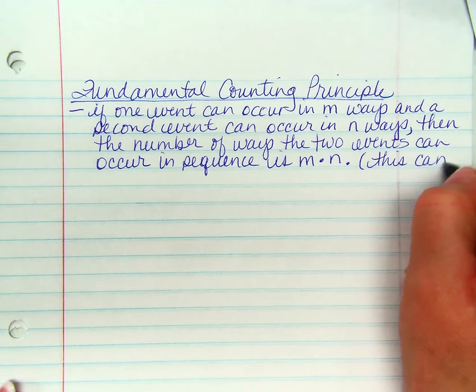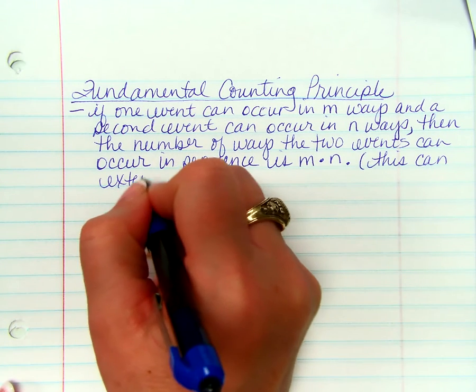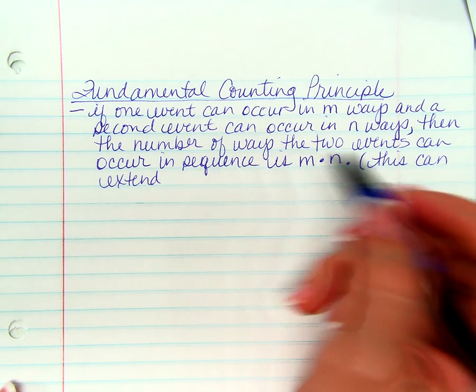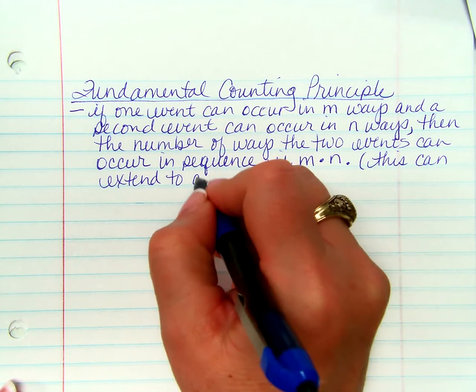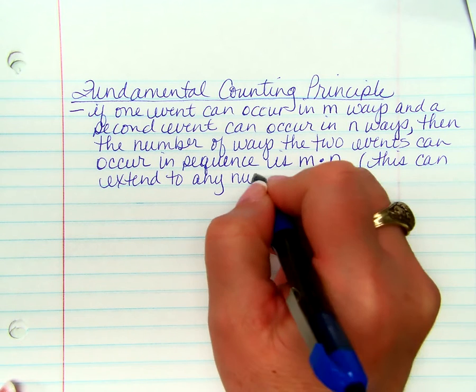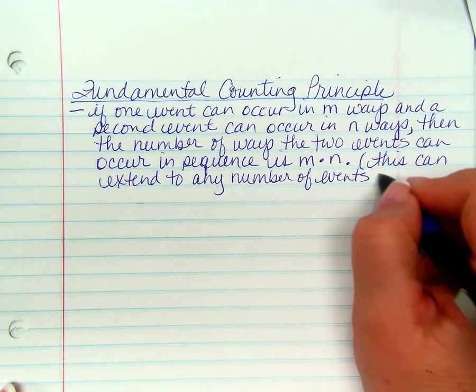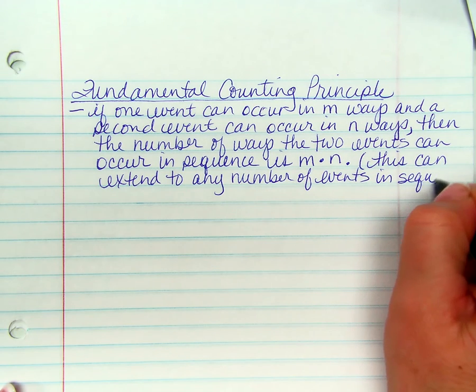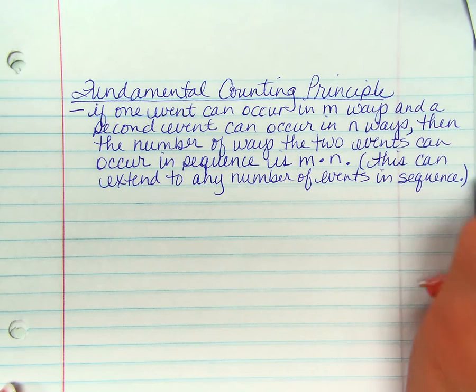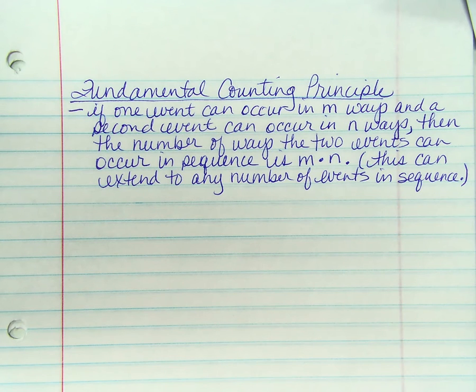This can extend to any number of events in sequence. Okay? So if it's 3 events, it would be m times n times p or something like that, right? If it's 4 events, m times n times p times q. Does that make sense? Okay?